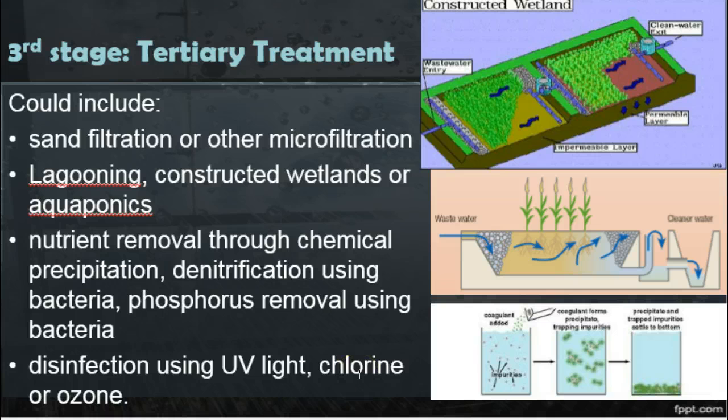Or you can add chlorine. Usually you have to take that chlorine out again, or at least a portion of it, so that it's safe to release. Or you can add ozone, and the ozone is actually a highly reactive molecule, that O3 molecule, so it will make it safe to drink. It can also decompose into oxygen. So in any case, the goal at this point is that this has as many pollutants removed from it as possible.